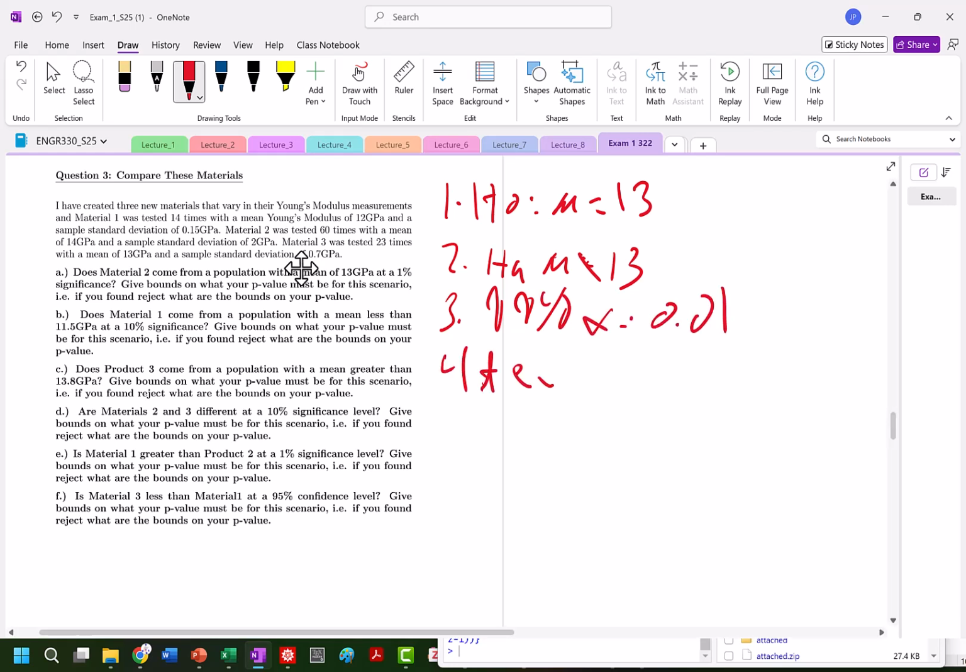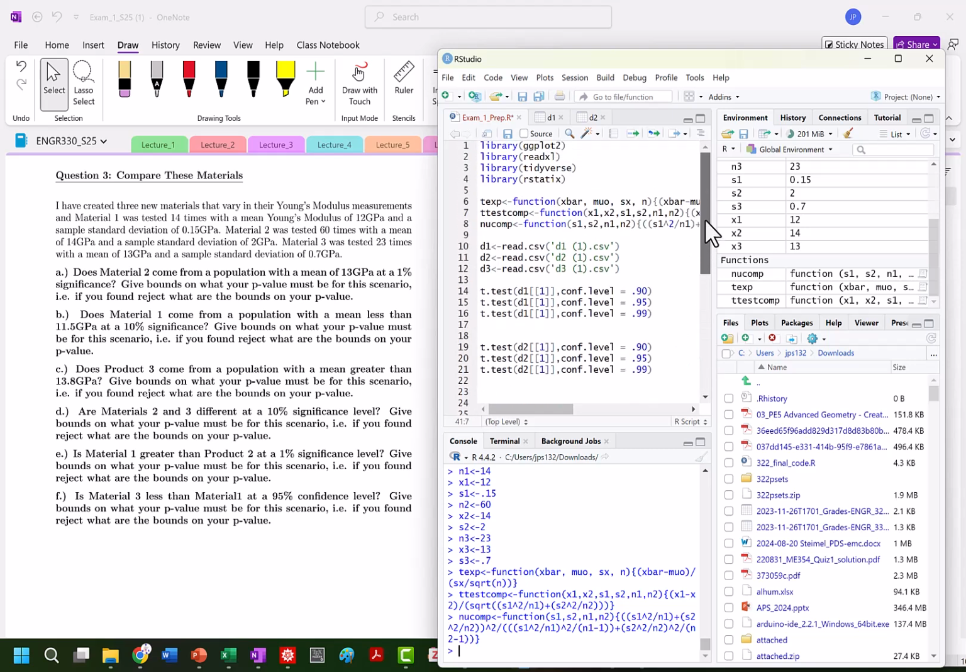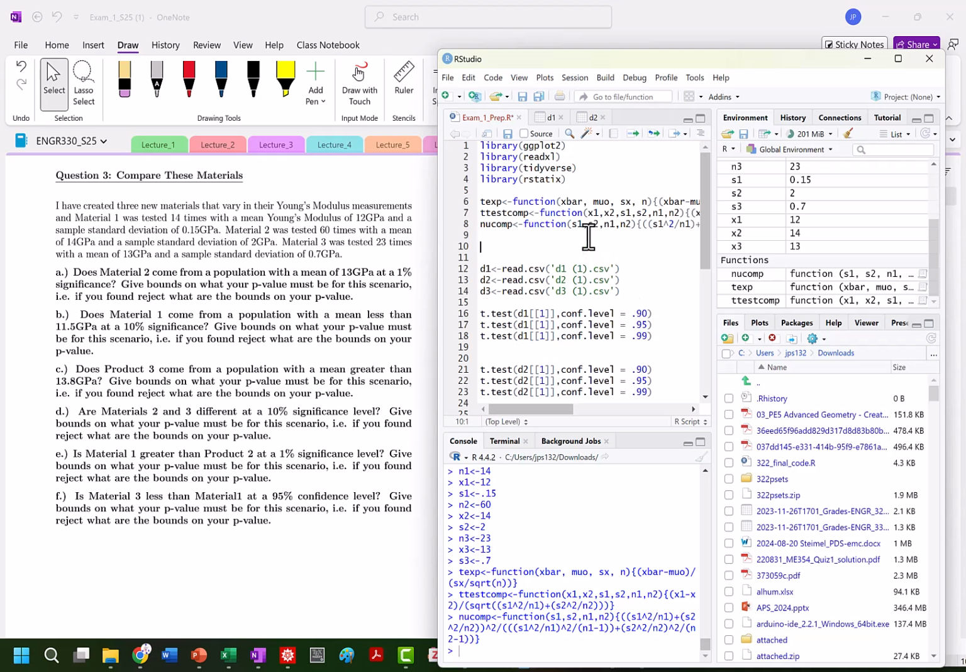Our T experimental we're going to calculate right now. We are looking at material 2, so what's our function? TXP. Our X bar is X2, our mu naught is 13, then S2, and then N2. So our T experimental is 3.87.